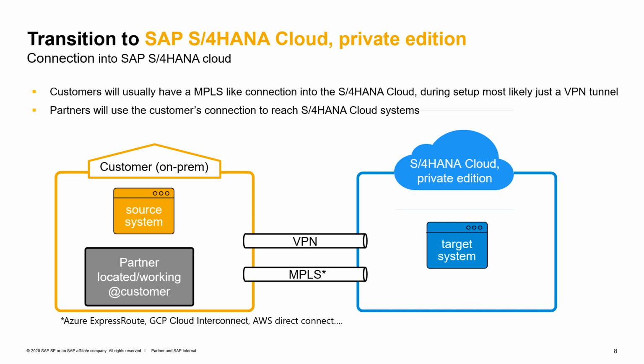Also, it is really important for you as a partner to understand that we will not provide a direct connection to the S4HANA Cloud Private Edition for you, but we assume that you will use the customer's connection from the customer network, and then, leveraging the same VPN tunnel or MPLS type of connection as previously mentioned, you will be able to reach the S4HANA Cloud Private Edition environments for the project activities.